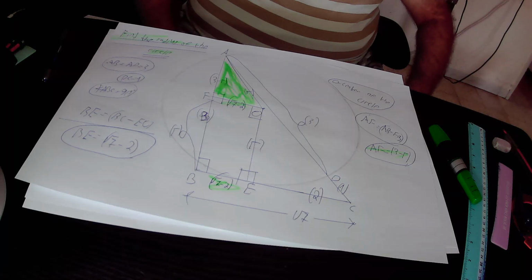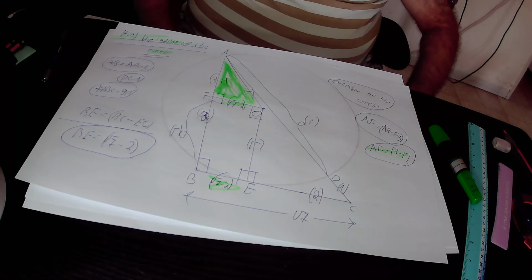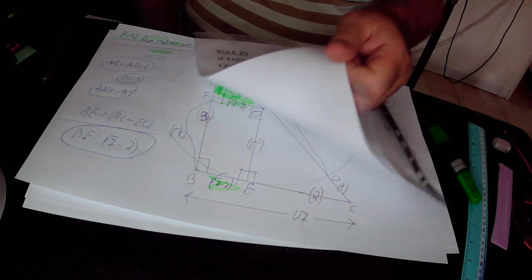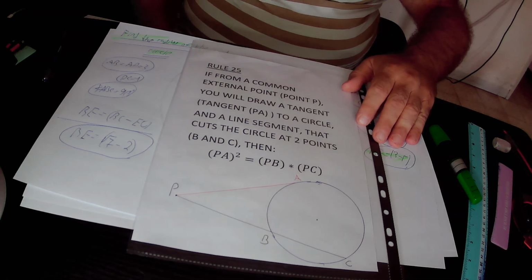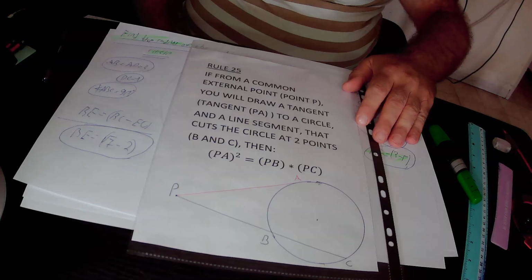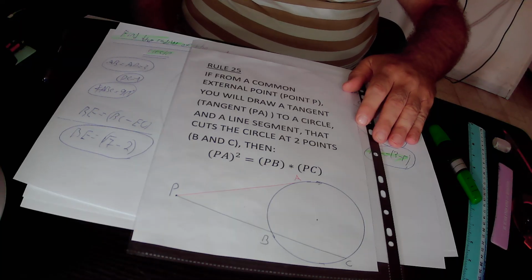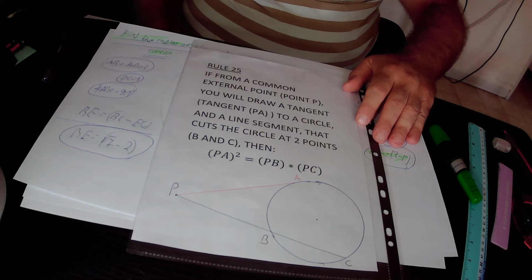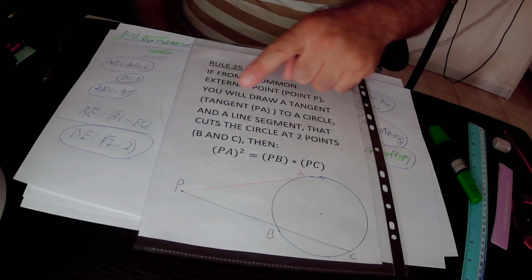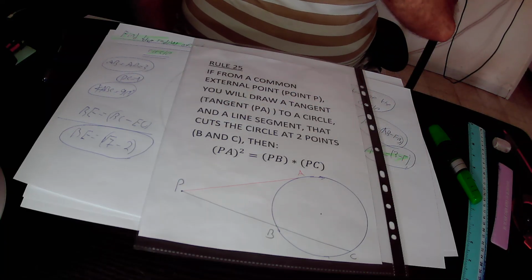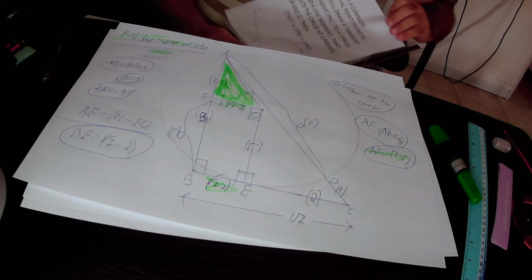So here we implemented rule 25. According to rule 25, if from a common external point we draw a tangent to a circle and a line segment that cuts the circle at 2 points, then the following equation is true: PA squared equals PB times PC. So we can implement rule 25 in our drawing.